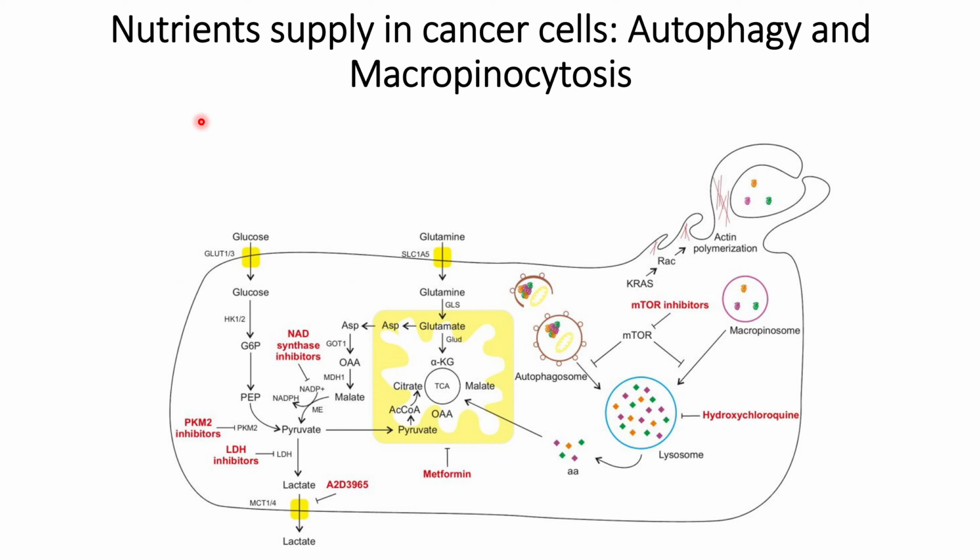In this video, we will discuss the nutrient supply in cancerous cells. More specifically, we will talk about pancreatic cancer cells and how their nutrient supply is maintained. There are two major ways by which these cancerous cells are able to maintain their nutrient supply, that is autophagy and macropinocytosis.